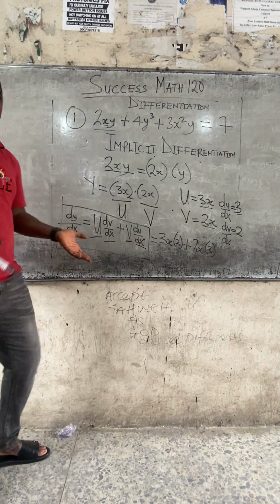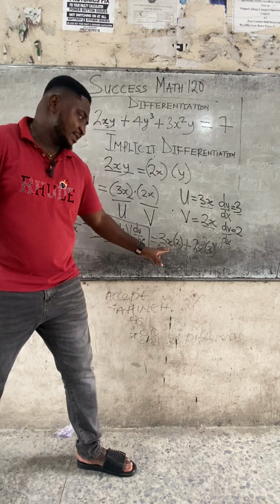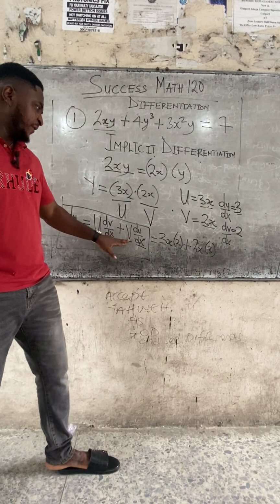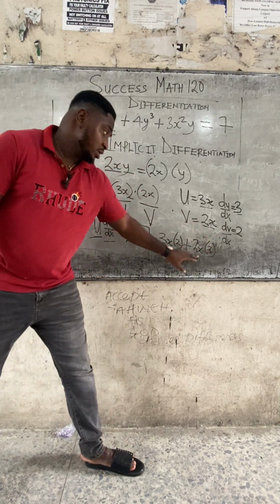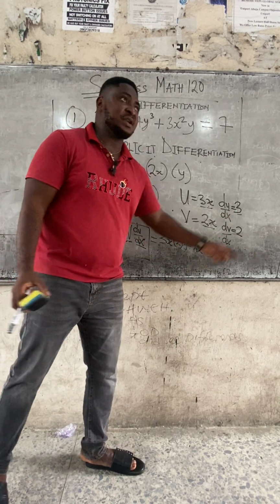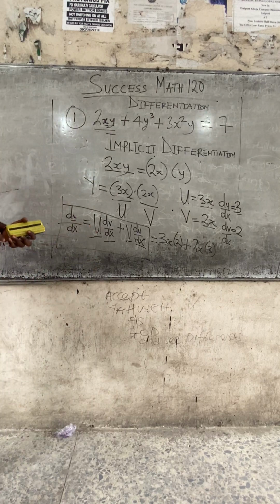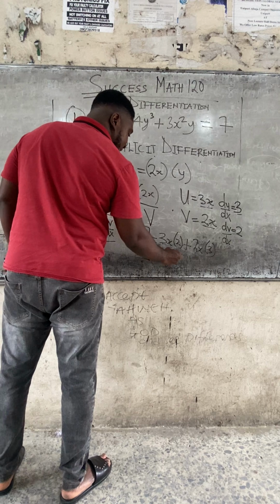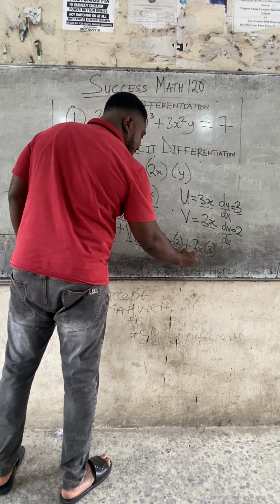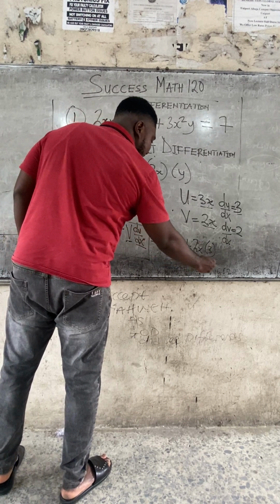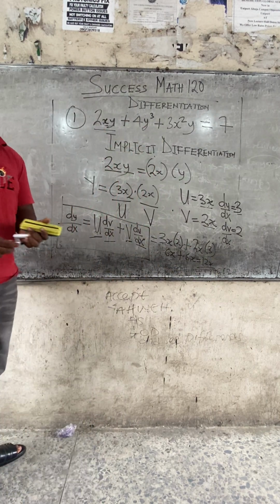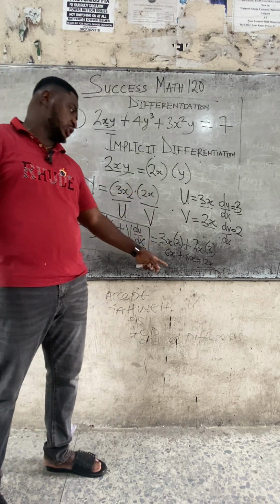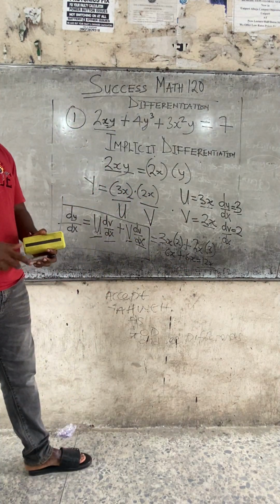Class, I'm just applying the rule. u is 3x. dv/dx is 2. Plus v. Who is v? v is 2x times du/dx. Who is du/dx? 3. Resolve and get your final answer. 3x times 2 is 6x, plus 2x times 3 is also 6x. 6x plus 6x, 12x. So the derivative of y equals 3x times 2x is 12x.